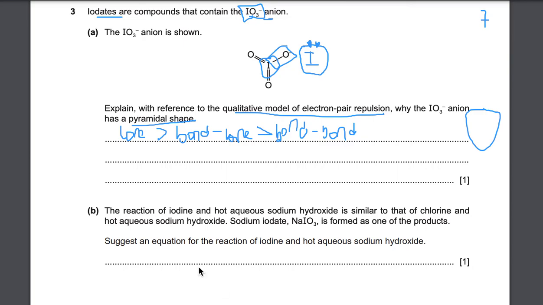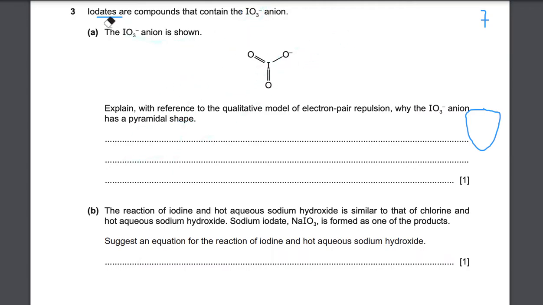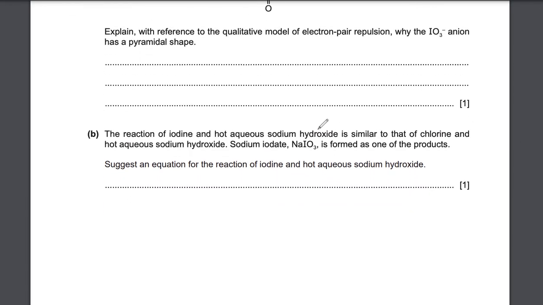So let's erase this first, and then we'll move on to the next part. Okay, now it says, the reaction of iodine and hot aqueous sodium hydroxide is similar to that of chlorine. Okay, and hot aqueous. Sorry, I scribbled on it, so I needed to underline this. It's hot aqueous and not cold. And sodium iodate, NaIO3, is formed as one of the products.